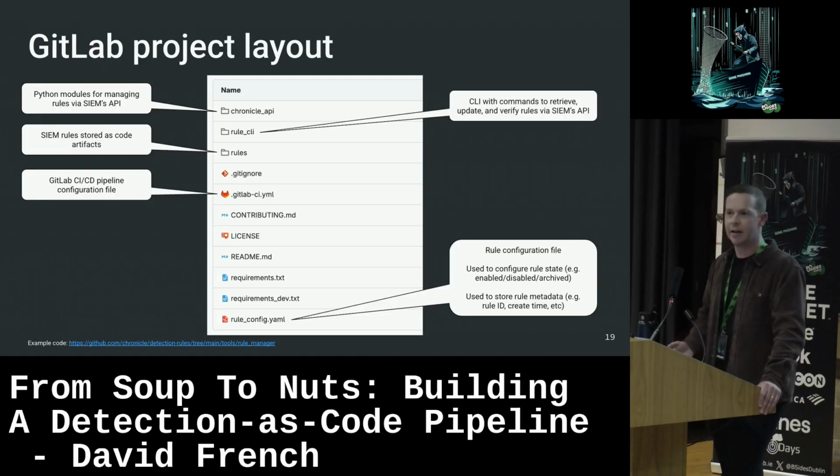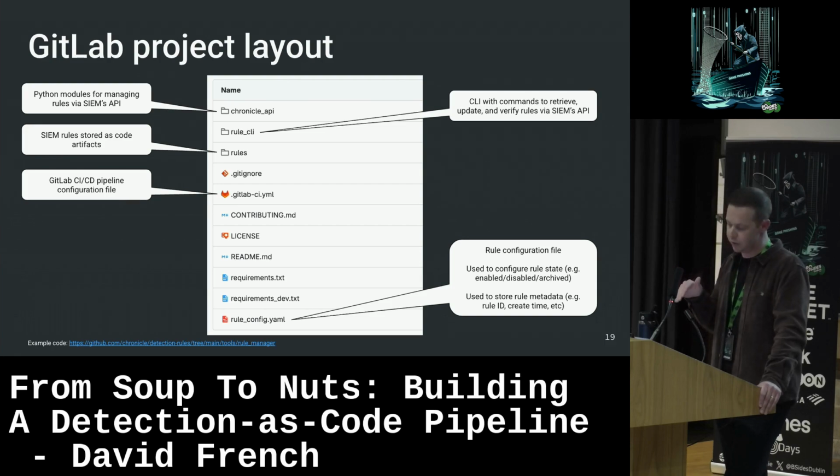All right, so here's a layout of our GitLab project. Starting at the top, we've got those modules for managing rules via the SIEM API. We've got our command line interface that you saw earlier for executing commands to manage rules in our tools. And each detection rule is stored in its own file in this rules directory.